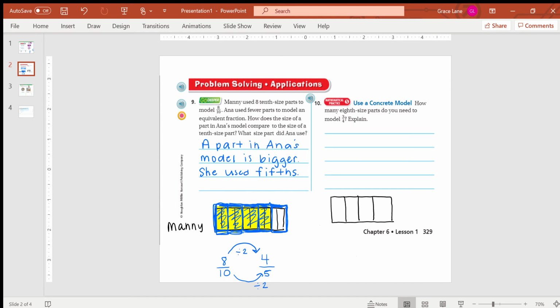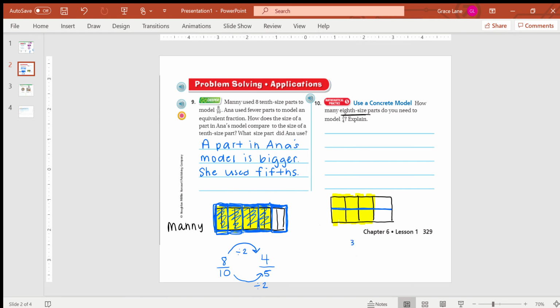Those are fourths. 3/4 would look like this. Okay, but now it says how many eighth size parts. So right now the model shows fourths. Do you see a way that you could split it into 8 parts instead of 4 parts? If you cut it in half like this, the blue line, now it shows eighths.